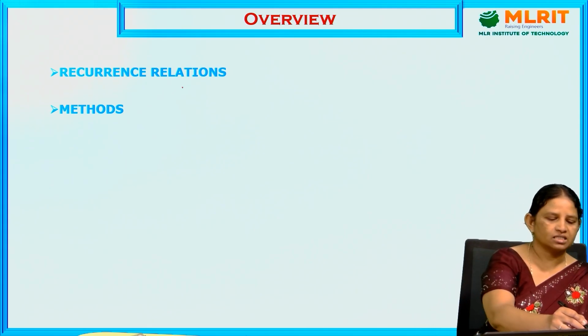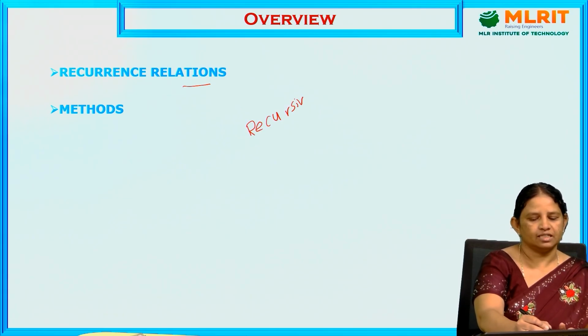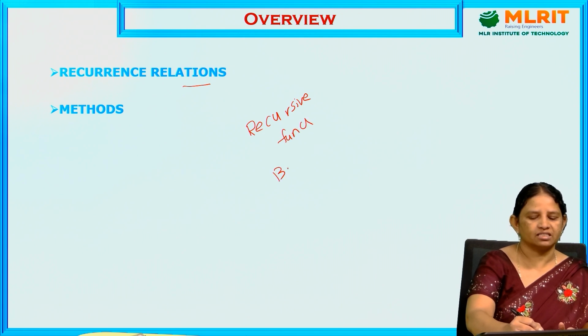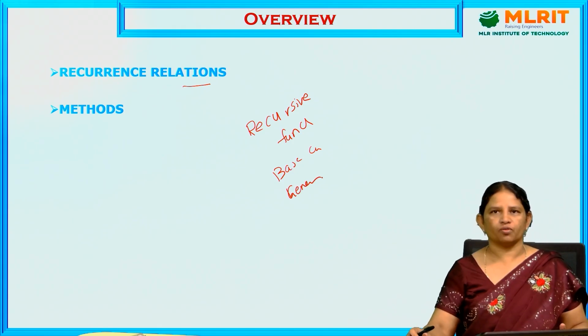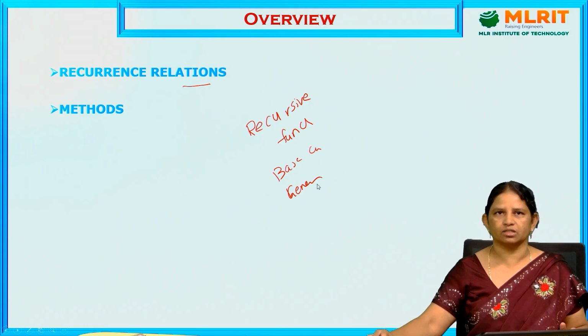What is a recurrence relation? A recurrence relation is a recursive function. It is a recursive function which contains a base case and a general case. Sometimes we solve from the base case to the general case, and sometimes we solve from the general case to the base case.